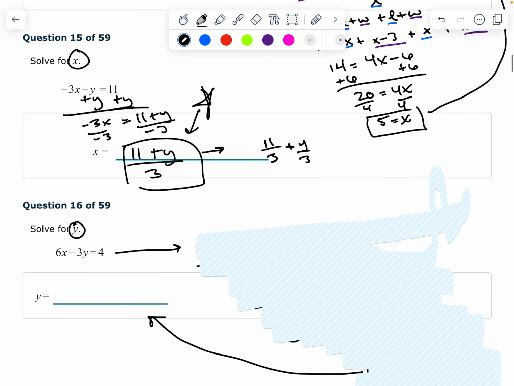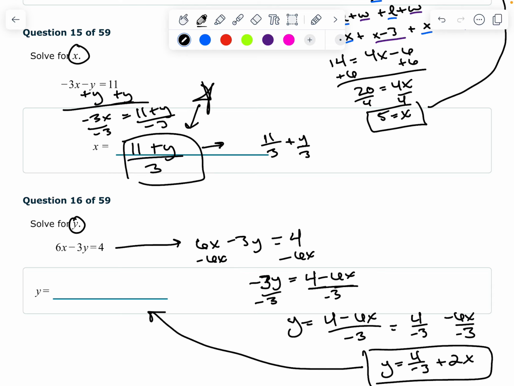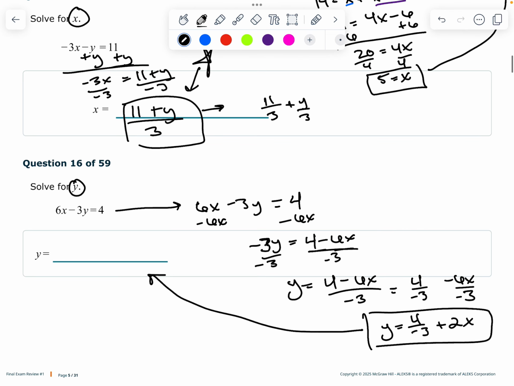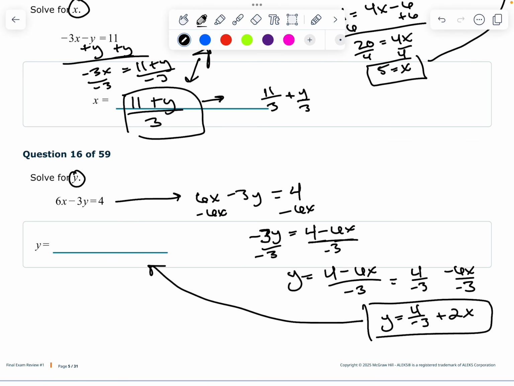Do the same thing here. Try and solve for y. So you can subtract 6x from both sides. 4 minus 6x, divide by negative 3 on both sides. And again, as soon as you get y by itself, this is a fine and dandy answer. You could put that into MyLab.